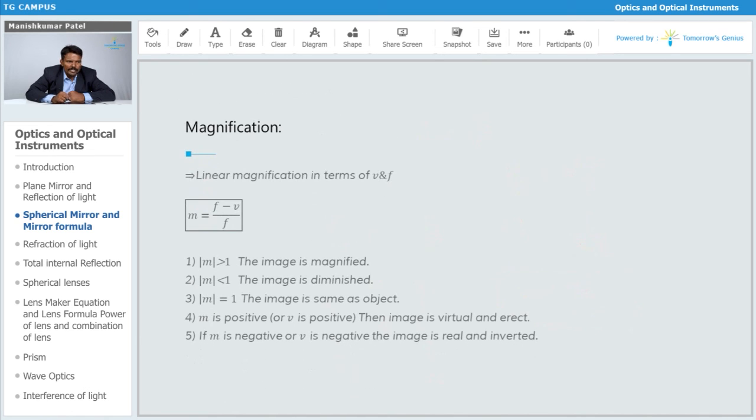So this is what we can say about the magnification. Obviously, if m is greater than 1, we will say that the image is magnified. If m is less than 1, the image is diminished. If m is equal to 1, the image is of the same size. If m is positive, then the image is virtual and erect. Again, if m is negative or v is negative, the image is real and inverted.